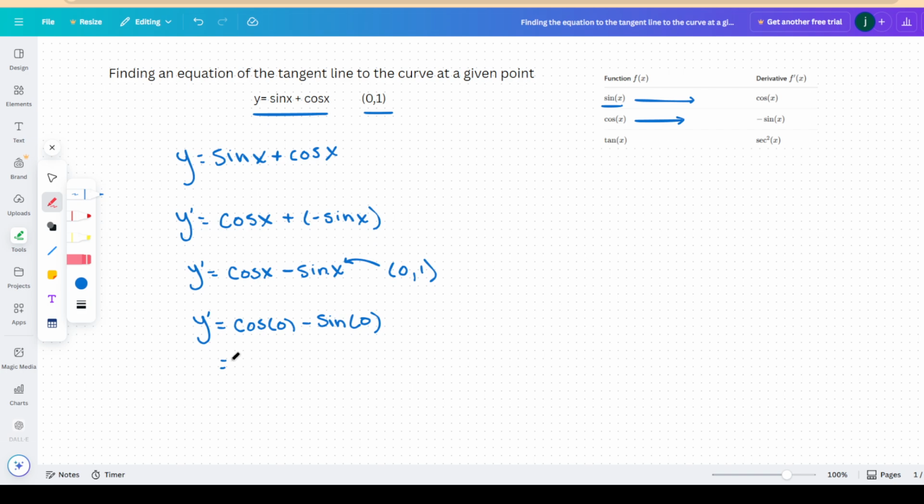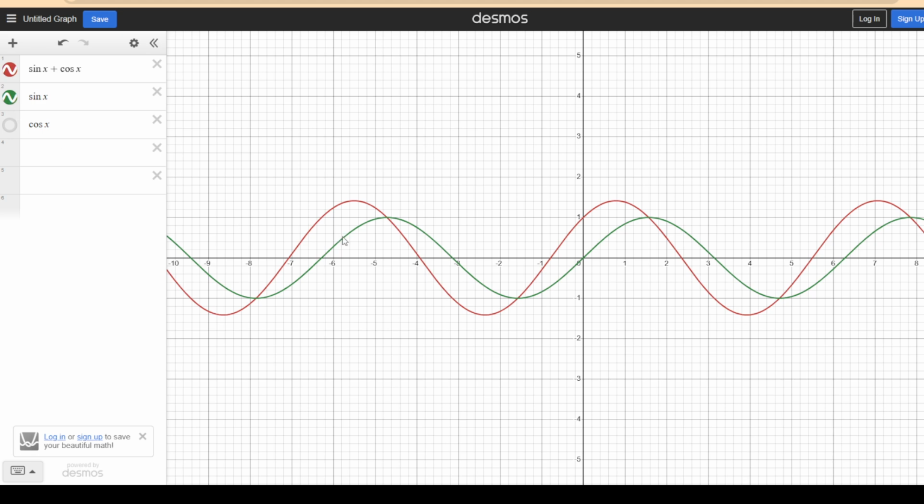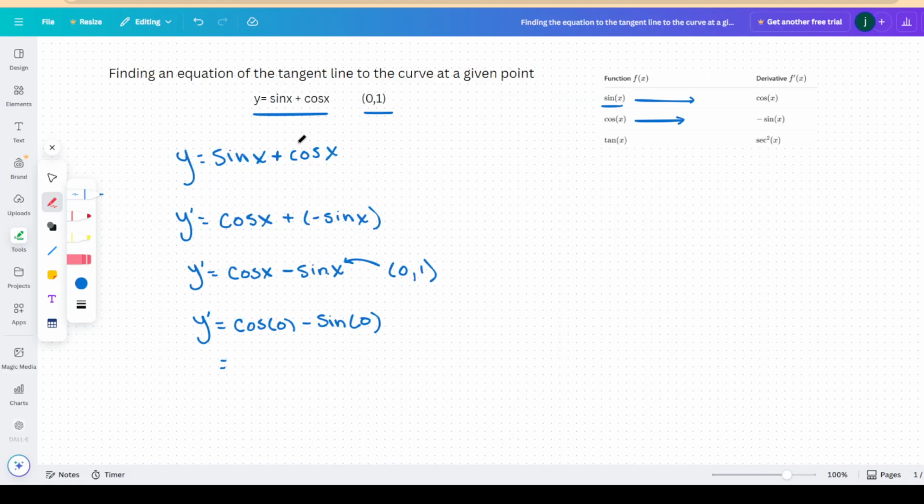And what we can do here, if we don't remember, is go back to our graph. For the green line here, sine of 0 is 0. And for cosine, at 0, it's going to be 1. So going back to our equation, we have y prime is equal to cosine of 0, which is 1, minus sine of 0, which is 0. Our derivative is equal to 1.